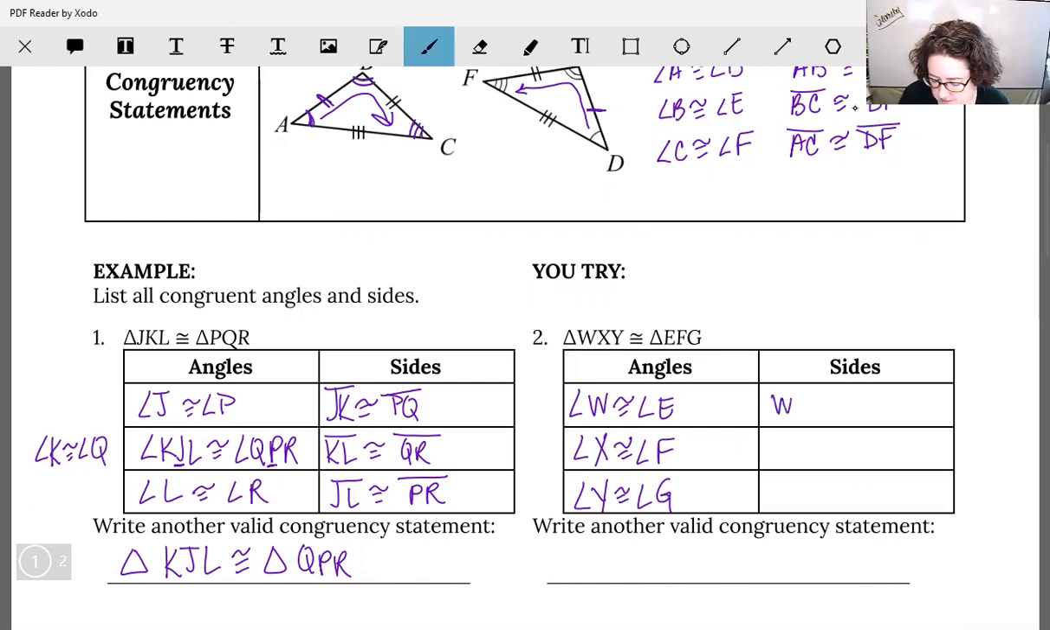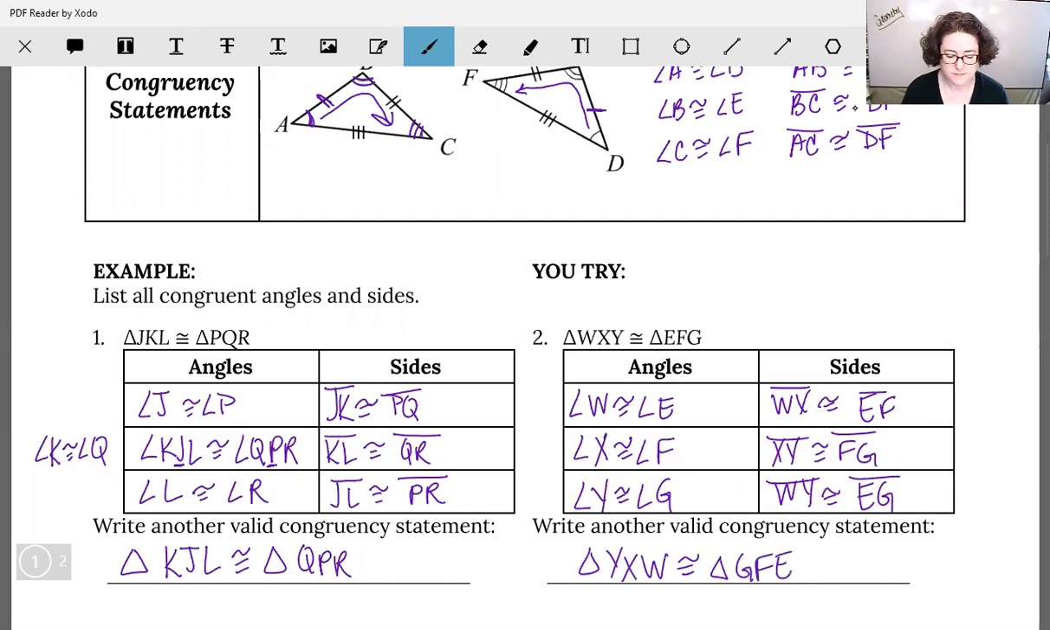In terms of sides, we could do WX congruent to EF, or XY congruent to FG, or WY congruent to EG. Again, another valid congruency statement, just reordering our letters. So maybe I could do triangle YXW. All I did was reverse my order, so do the same reversal, GFE. Now, looking at these orders, using these names, it actually helps us match up more pieces.